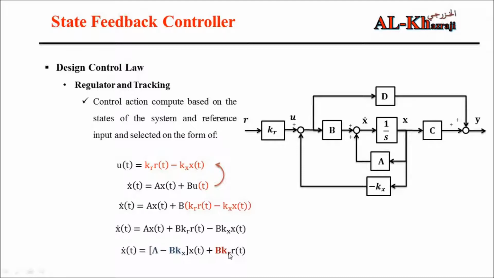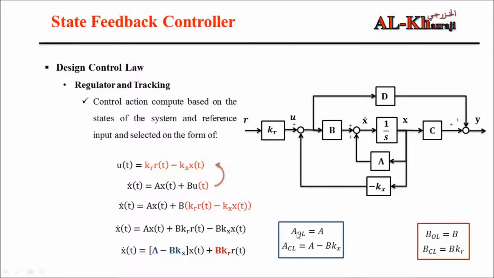Now, if we compare these two with the first one, we will see that the A open loop is only A, but with the closed loop it becomes A minus B multiplied by Kx. As we said in the beginning, we cannot change the system, so we cannot change A and B. But now the A closed loop has been changed with the gain.